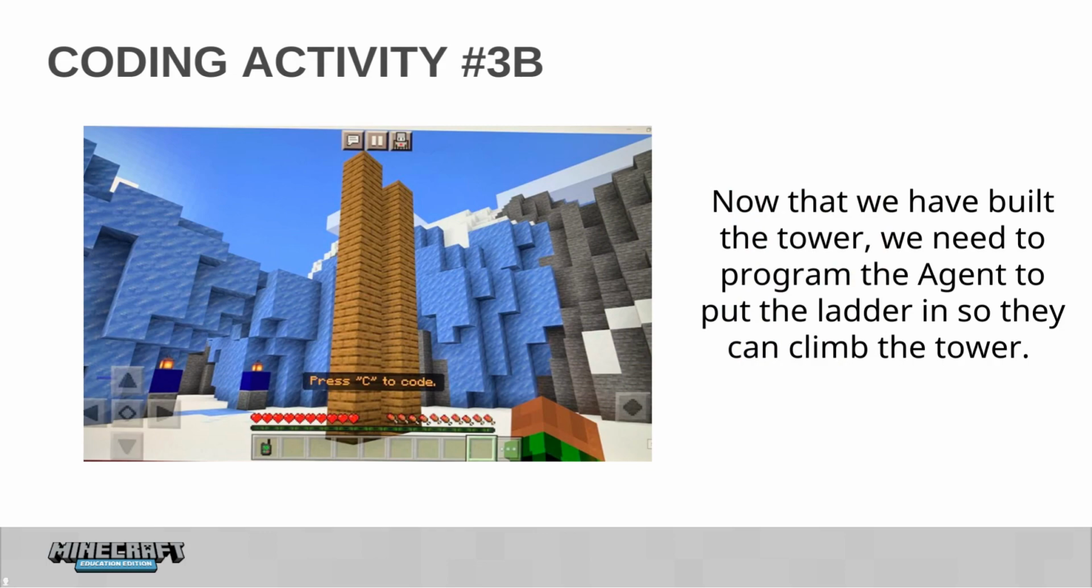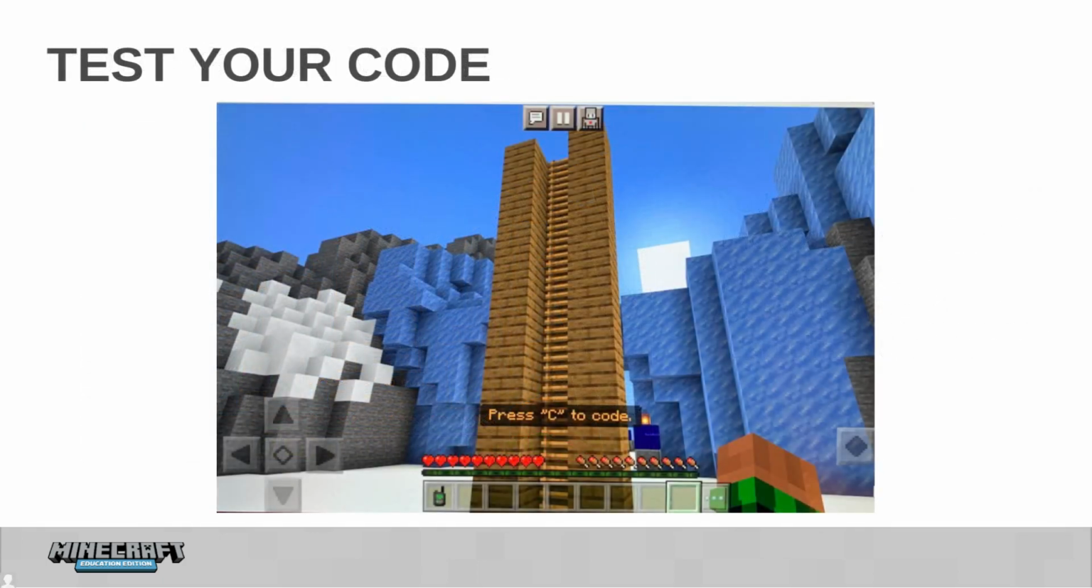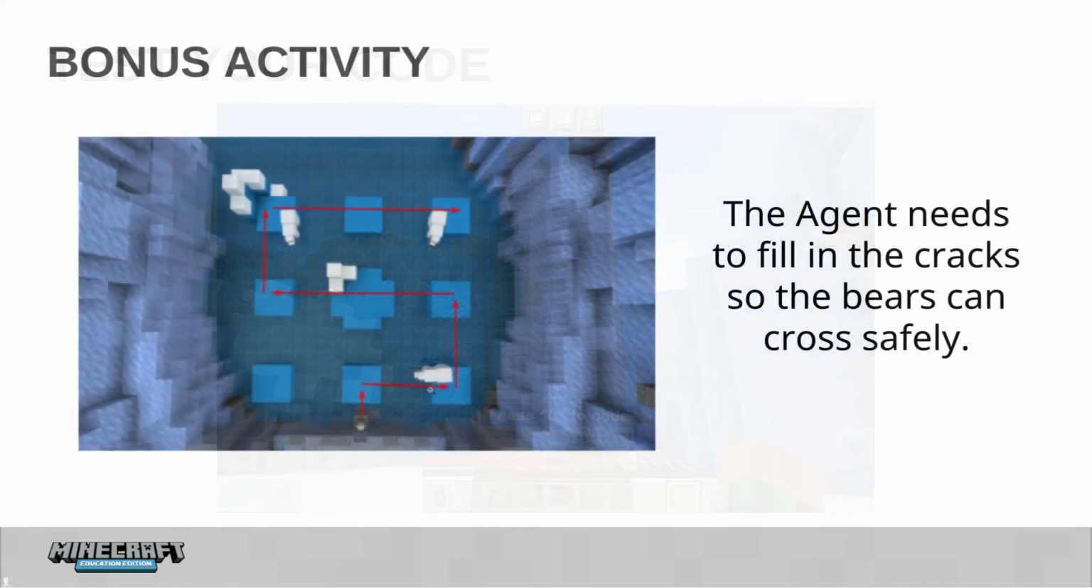Now that we've built the tower, we need to program the agent to put the ladder in so they can climb the tower. Remember to press Save for your code builder or the robot icon at the top of your touch screen. Test your code, debug, and test again until you are successful.